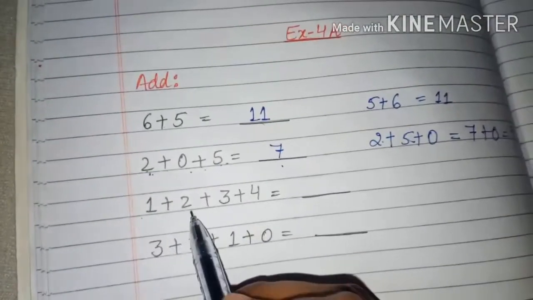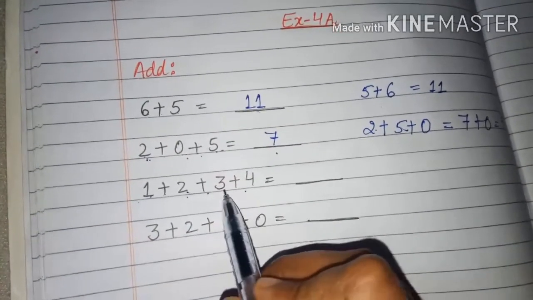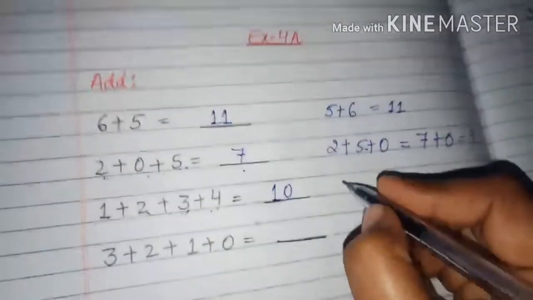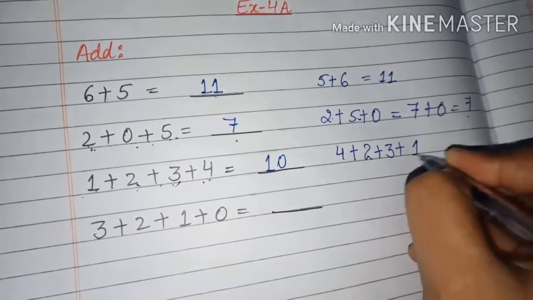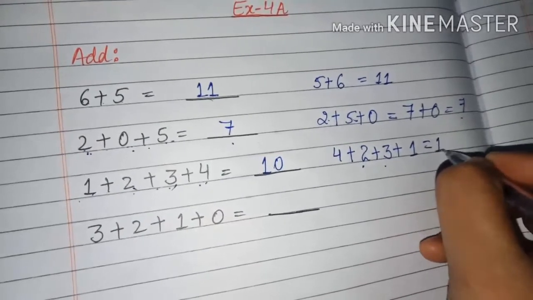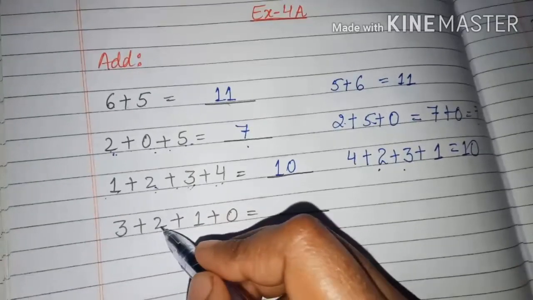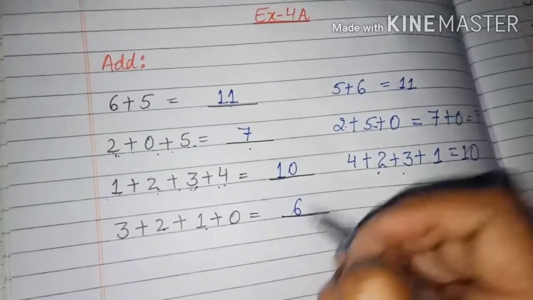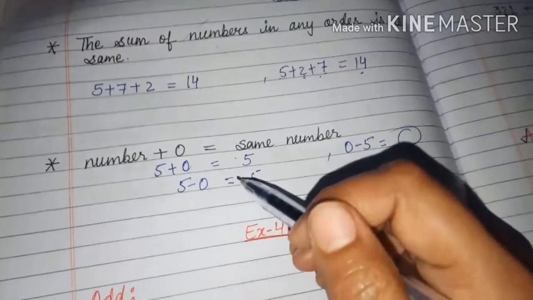Now 1 plus 2 plus 3 plus 4. What is it? 1 plus 2, 3. 3 plus 3, 6. 6 plus 4, 10. Yes. If I change the order, like 4 plus 2 plus 3 plus 1, what will be our answer? 4 plus 2, 6. 6 plus 3, 9. 9 plus 1, 10. So our result is the same in both cases. 3 plus 2, 5. 5 plus 1, 6. 6 plus 0, 6 only. Is it clear? So the concept of these two things is understood by you all very clearly.